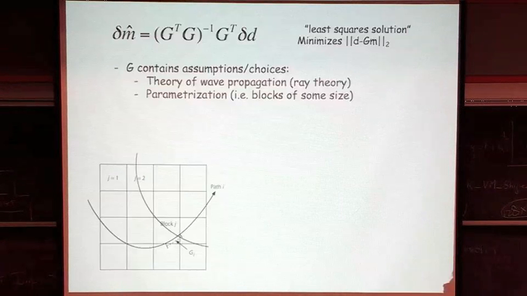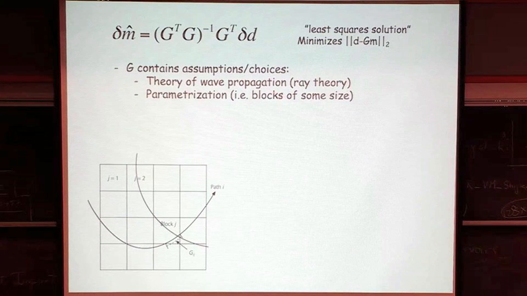Okay, so the least squares solution minimizes this distance between the data and the predictions, which is something nice, which is something that we want. Note that I already said the G contains assumptions and choices, the theory of wave propagation, here the ray theory, and parameterization, blocks of some size, or other basis functions.